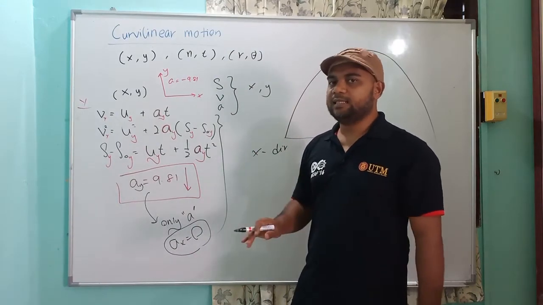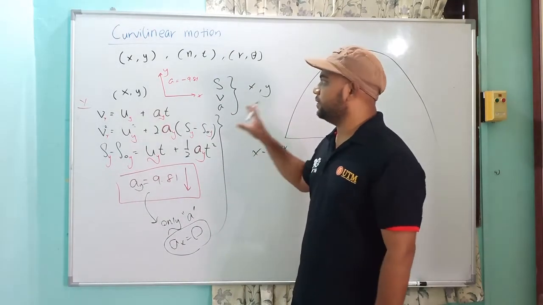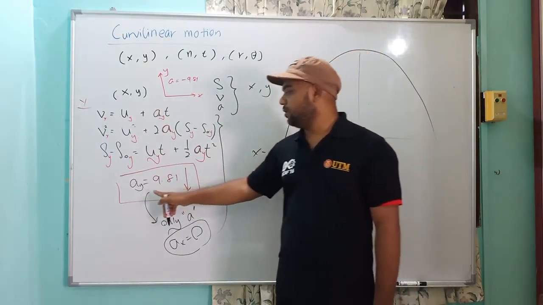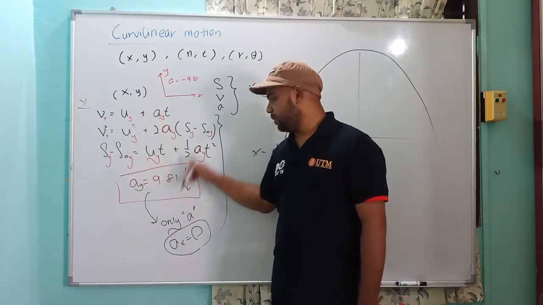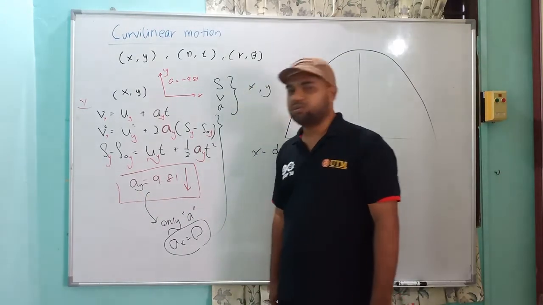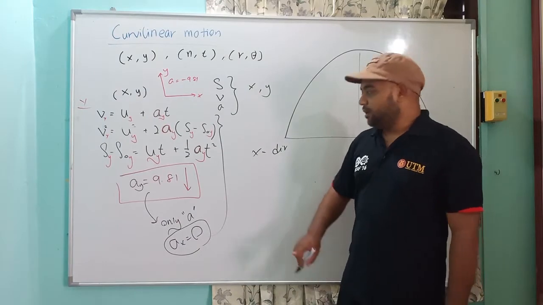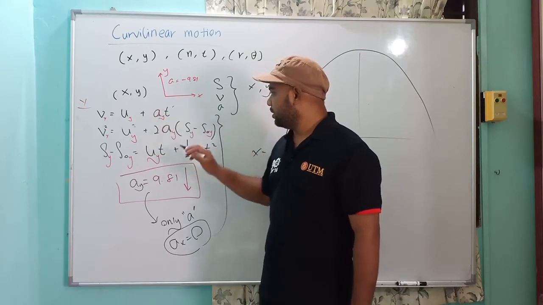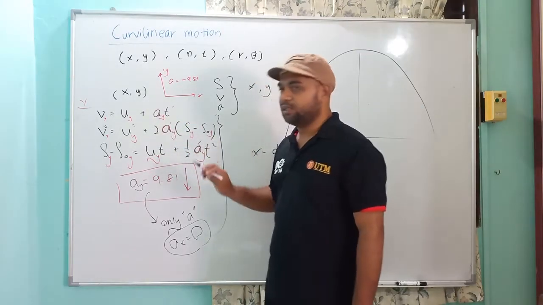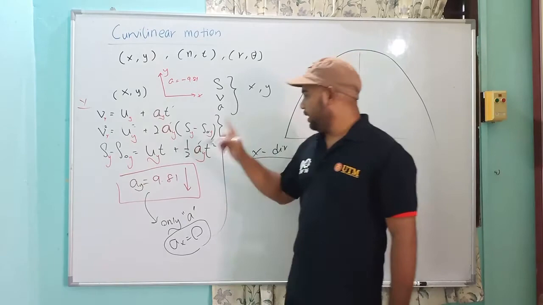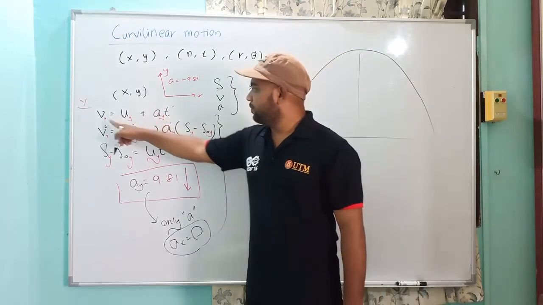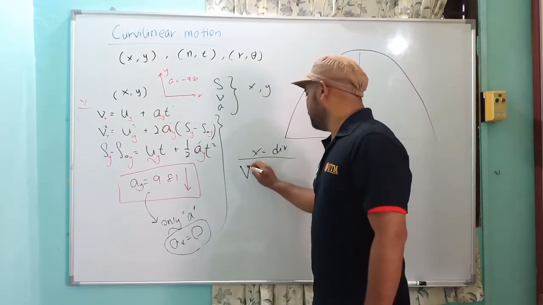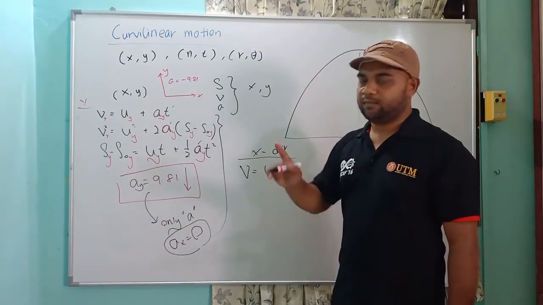The only acceleration that exists in this curvilinear motion for xy analysis of a projectile is only ay, which is 9.81 downward. So ax equals 0. Because ax equals 0, we put 0 here, 0 here, and 0 here. So the equation for the x direction, once this is 0, v equals u. Once this one is 0, v equals u also.